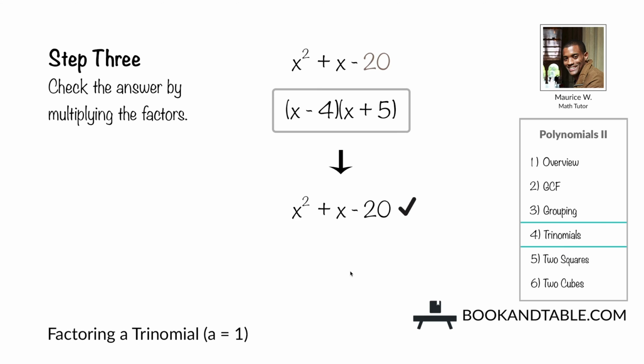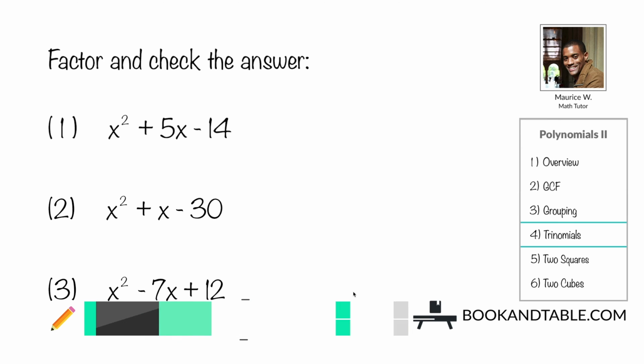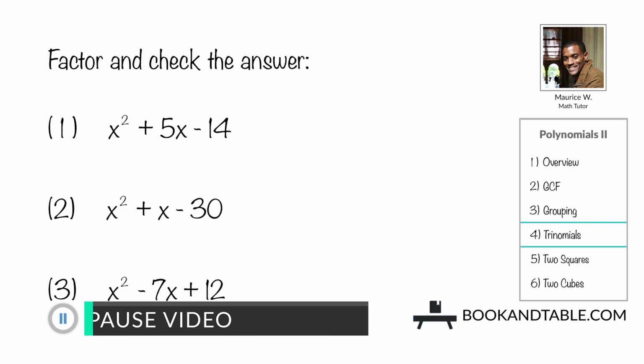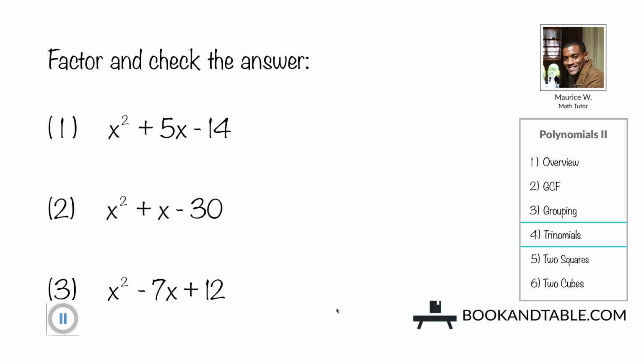So that is how you would go about factoring a trinomial when the coefficient of the quadratic term is equal to 1. Let's now have you try a few practice questions. Question number 1. Factor x squared plus 5x minus 14, and then check the answer. Question number 2. Factor x squared plus x minus 30, and then check the answer. Question number 3. Factor x squared minus 7x plus 12, and then check the answer. Pause the video, answer these 3 questions, and then press play when you are ready to begin.